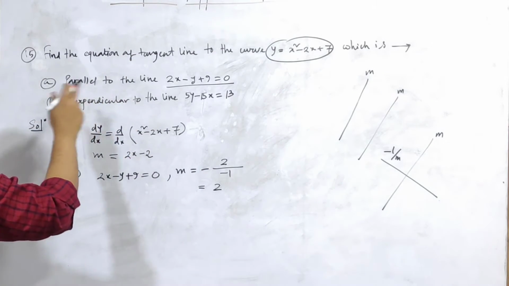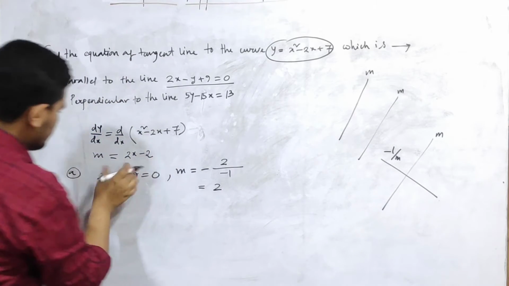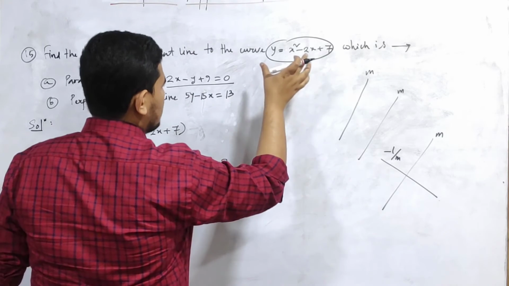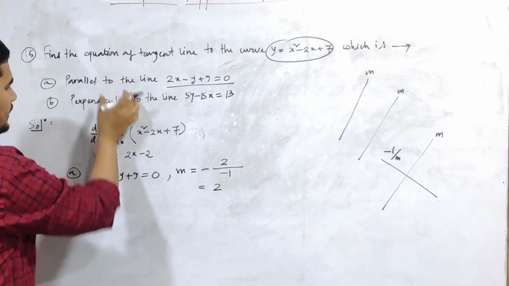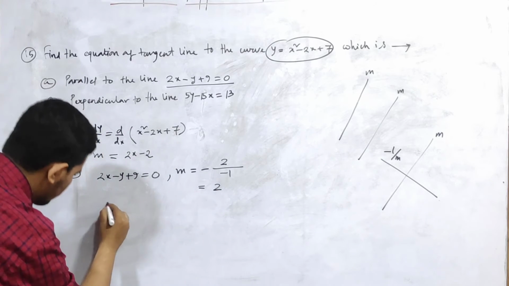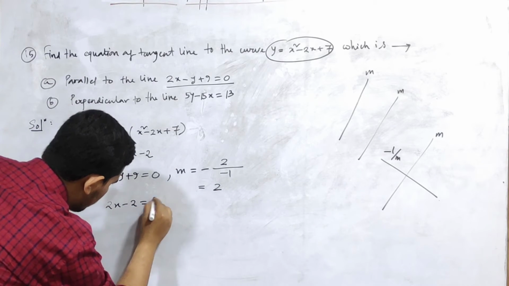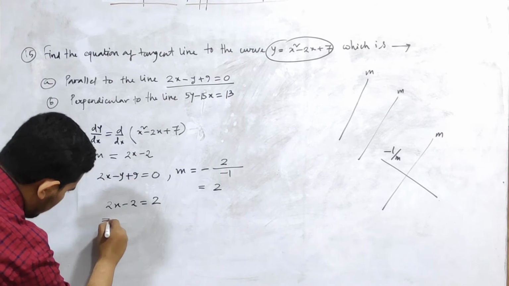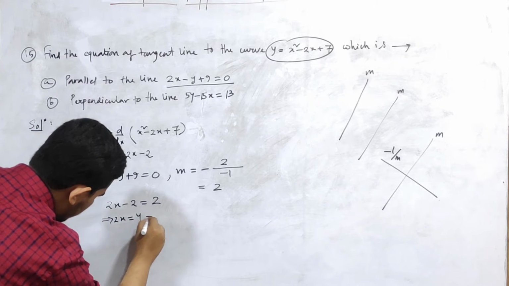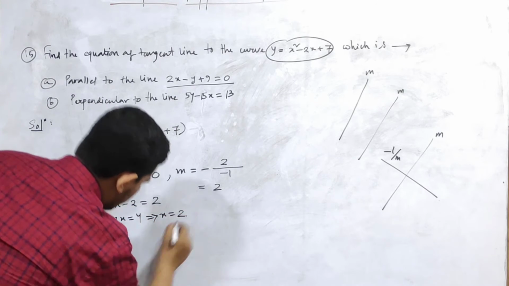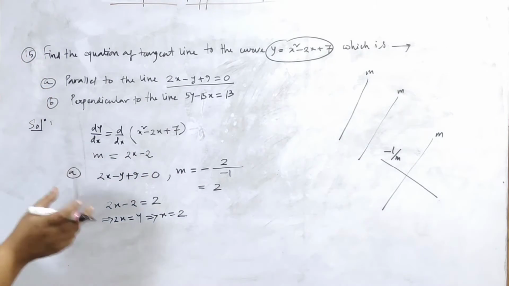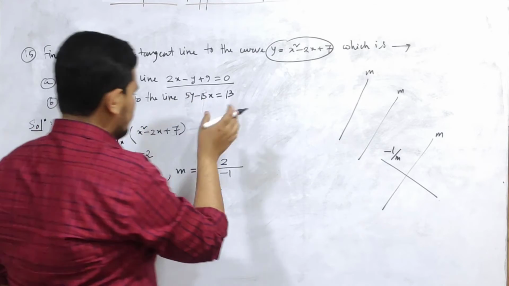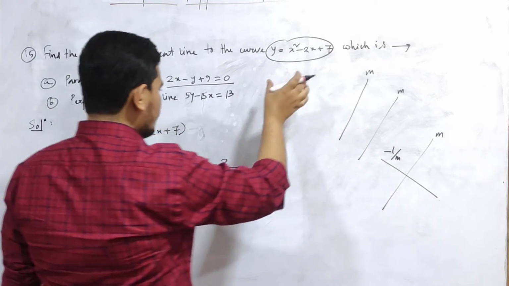Now I need to find the slope. Here the tangent line has slope twice x minus 2, and in this case this slope is equal to 2. So twice x minus 2 equals 2. If I solve and simplify, x will be 2, as the point at which we are going to find the tangent line lies on this curve.